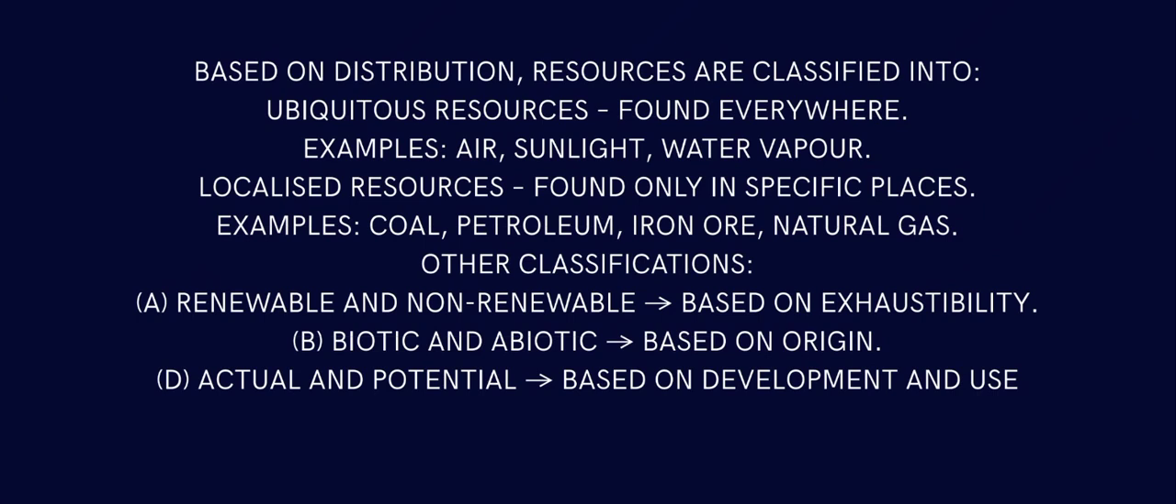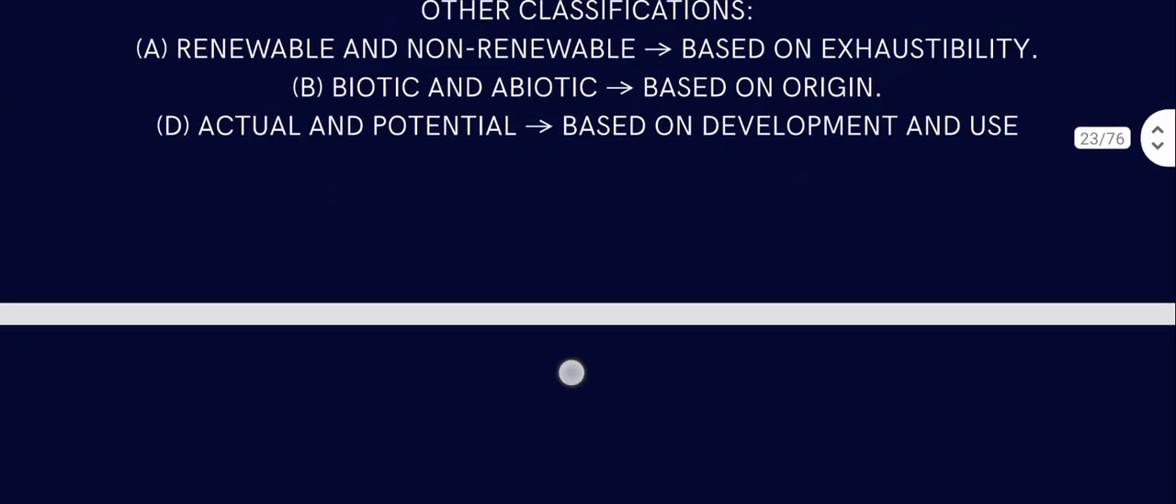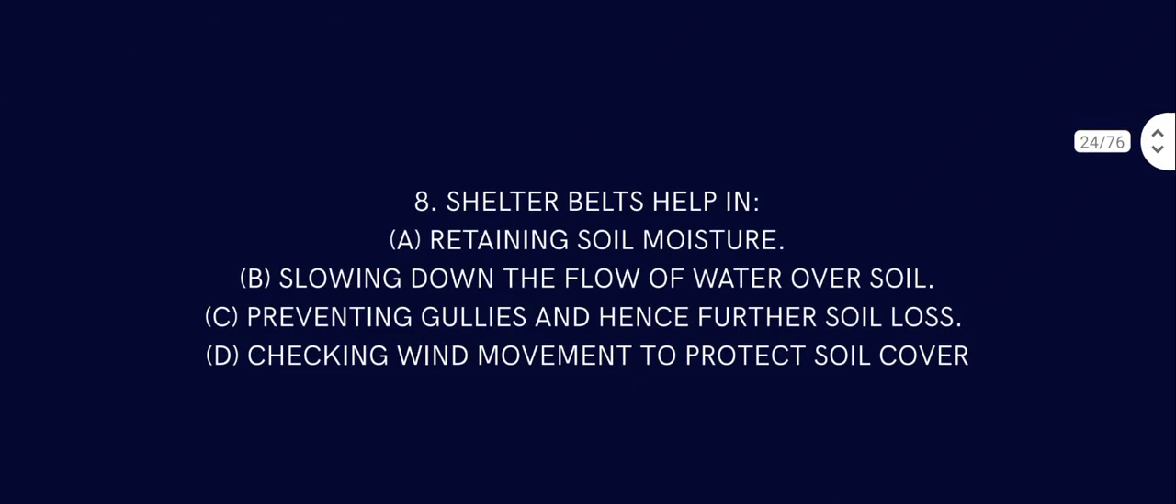Based on exhaustibility. If you can renew that in a short amount of time, or that is not renewable. If you use coal, it cannot be renewed so easily, but if you use water, it is renewable and it is fast renewable. Biotic and abiotic are based on origin, living and non-living. Actual and potential based on development and use. That is how it can be used today or in the near future, in 15 years later. Potential is something that might be used in what? 20-30 years later. So that sort of thing.